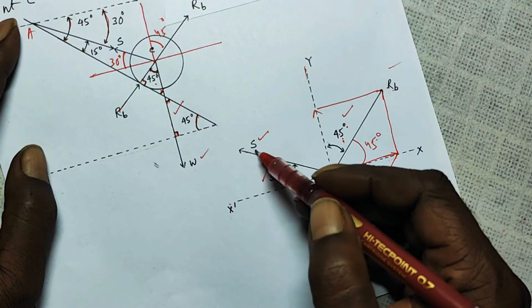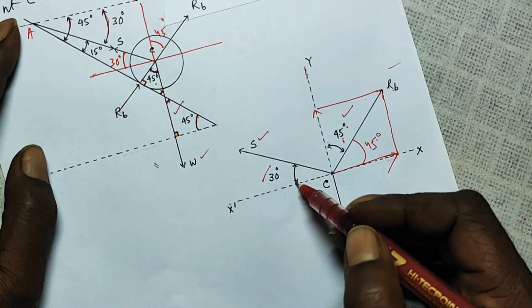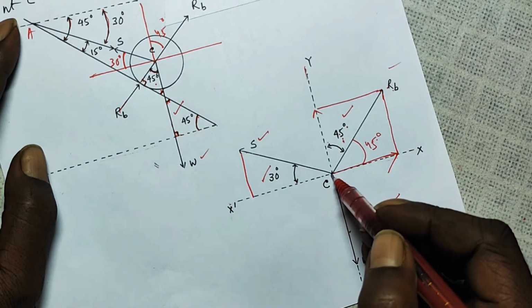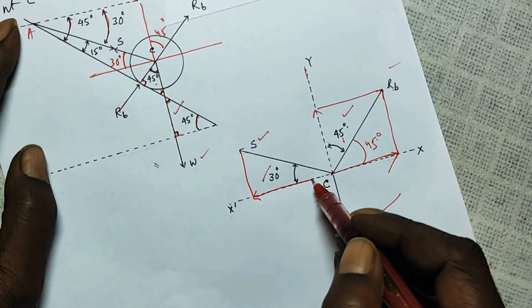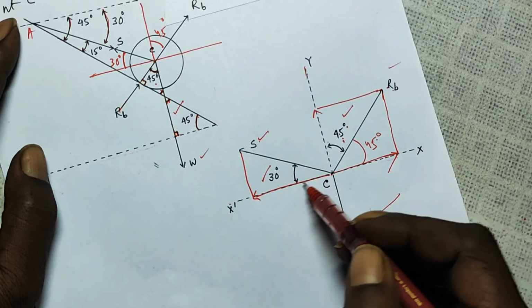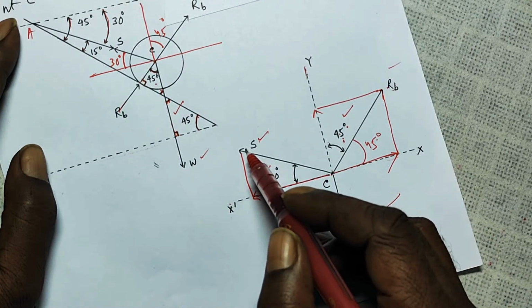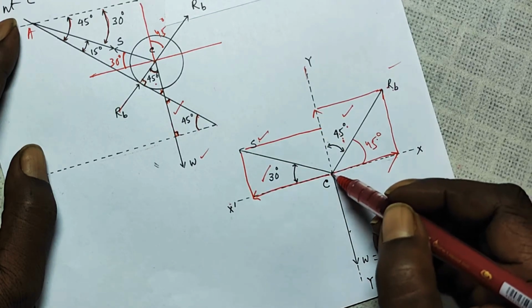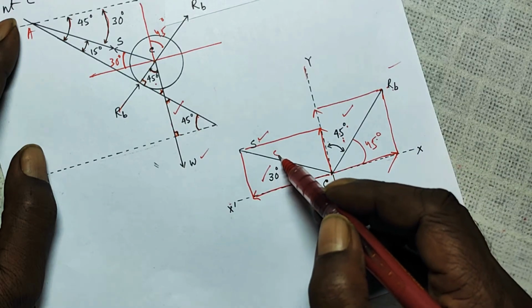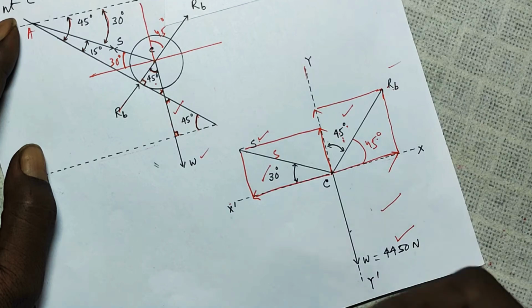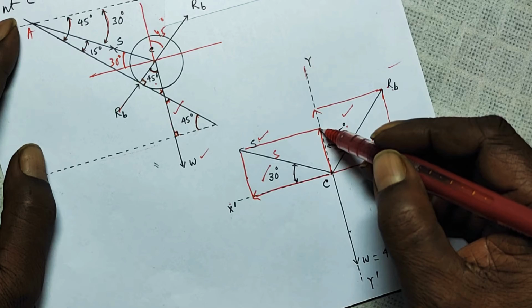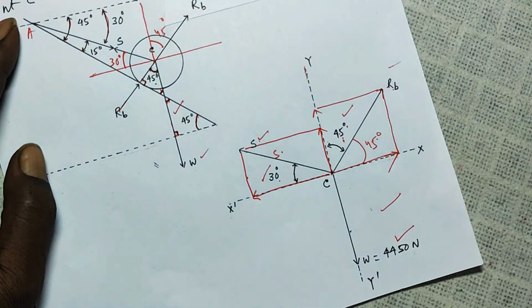Similarly, the tension force S developed in the string makes an angle of 30 degrees with the x-axis. If you drop a perpendicular from here, then from this point to this point will be the projection of the tension force S along the x-axis. So this will be S cos 30. And if you drop a perpendicular here, then from this point to this point will be the component of the tension force S along the y-axis, and since it is in front of the angle 30 degrees, from here to here will be S times sine of 30 degrees.